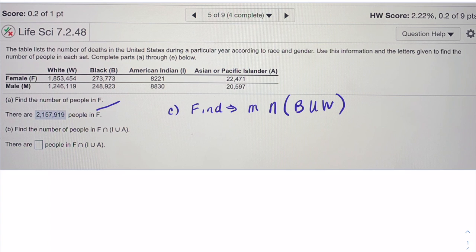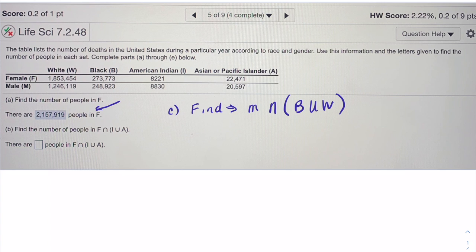You correctly answered A here. Find the number of people in F, right? Because the number of people in F is simply all of these added together. That's all the people in F. And a lot of these problems are going to be like, find the number of people in, well, let me do it this way. Let me do it with the highlighter. All the people in F intersected with all of the American Indians. So that would be something like this, right? You're going to do a lot of this cross stuff, and we'll work through that.